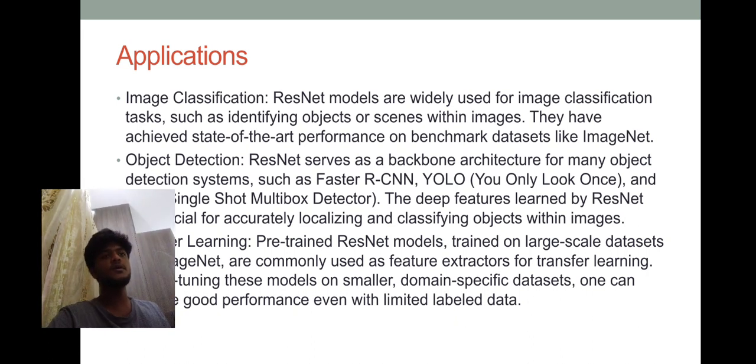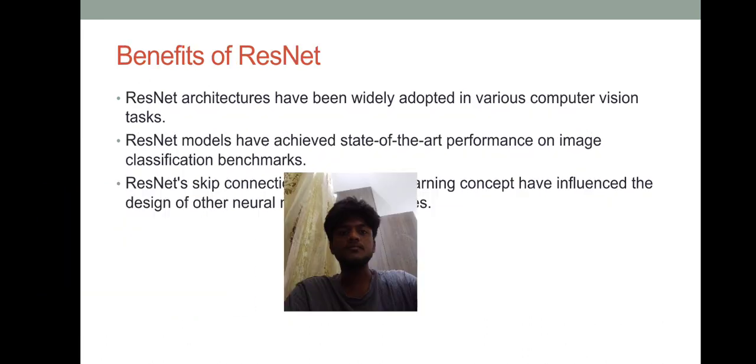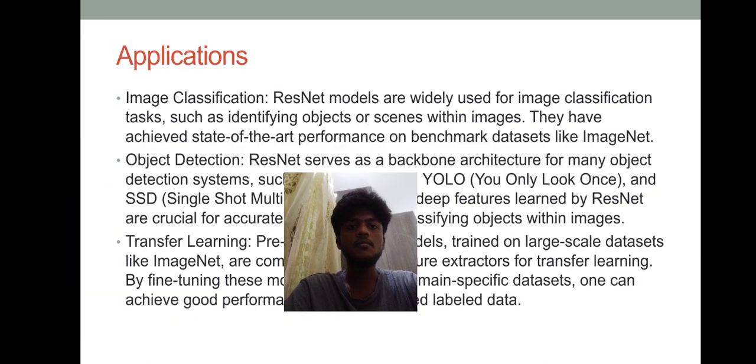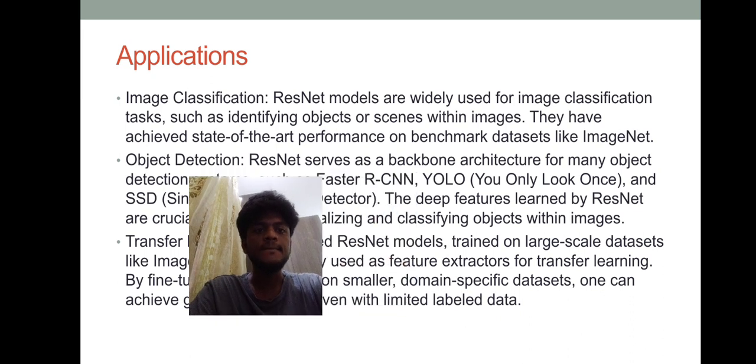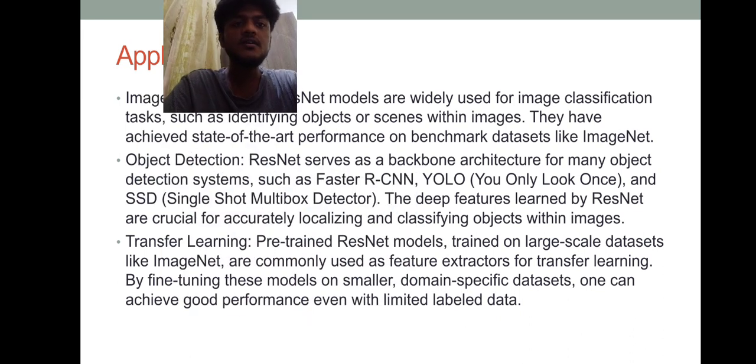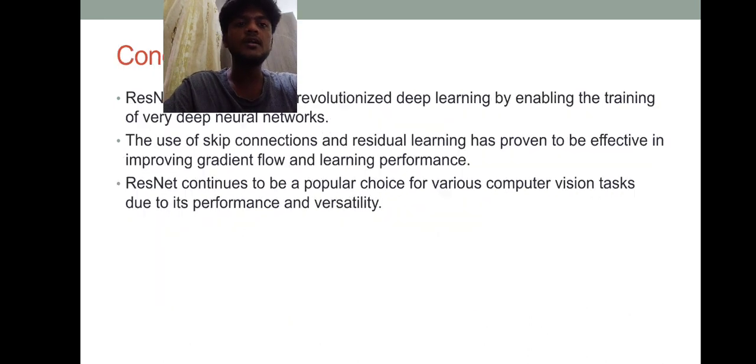Applications. So when it comes to applications, one of the applications I just discussed was medical image analysis. So where image classification is the biggest advantage, object detection, and transfer learning. Pre-trained ResNet models trained on large-scale datasets like ImageNet are commonly used as feature extractors for transfer learning. By fine-tuning these models on smaller domain-specific datasets, one can achieve good performance even with limited labeled data.